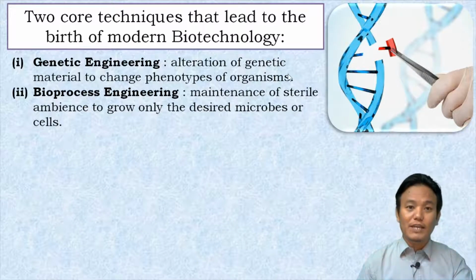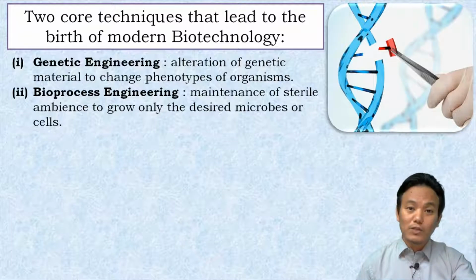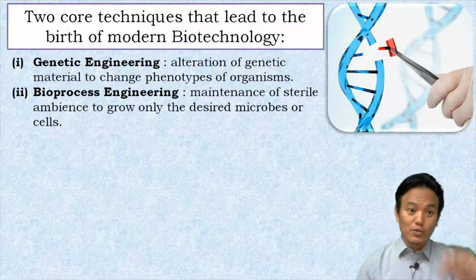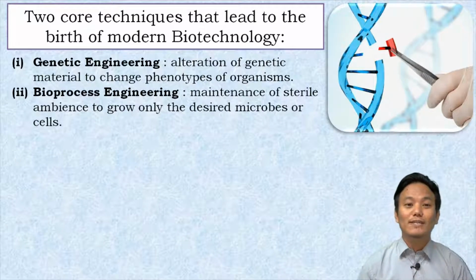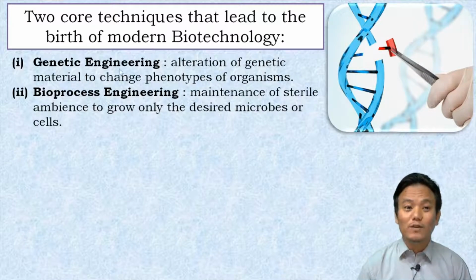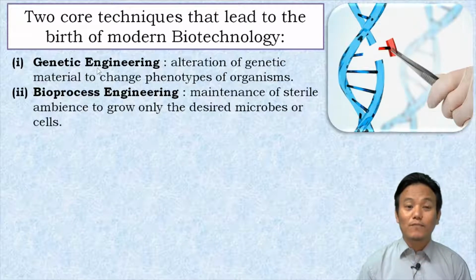Let's say DNA. So we make some changes in that particular DNA, and then we introduce that modified DNA into a particular host organism, and due to that, right, the host organism's phenotype changes, and therefore that host organism is called as genetically modified organism. So such technique is called as genetic engineering. So that is one of the core techniques which led to the birth of modern biotechnology.